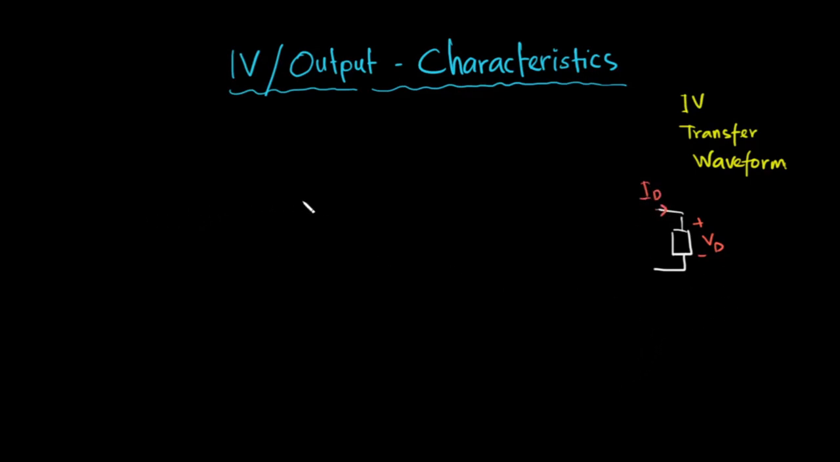But a transistor is a three terminal device. For example, a BJT is a three terminal device. So what will be the IV characteristics of this device? I mean, which two terminals shall we consider?